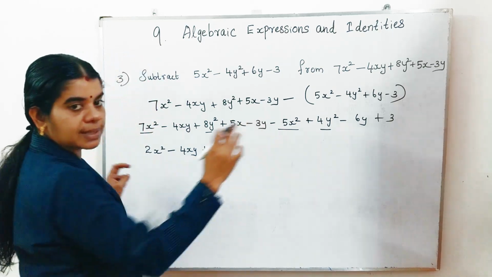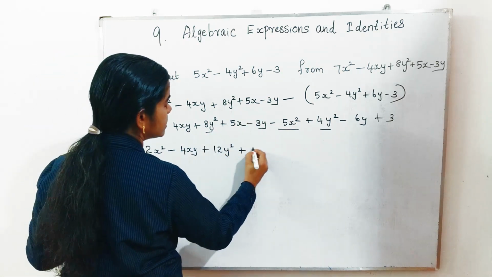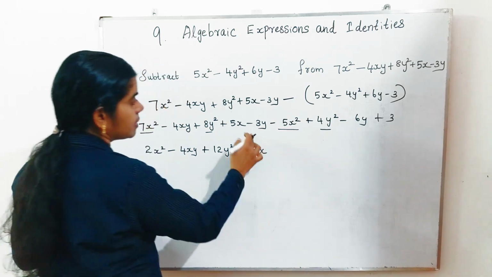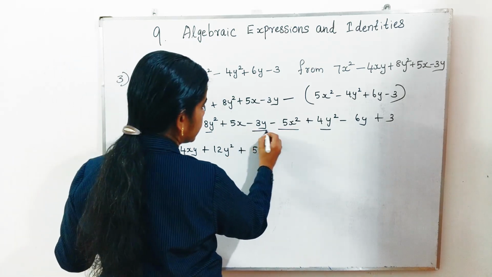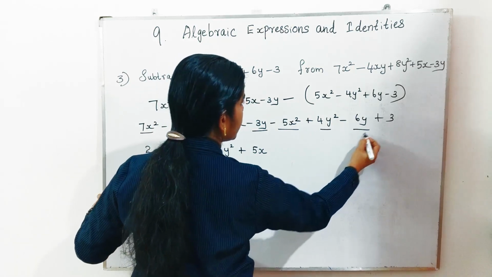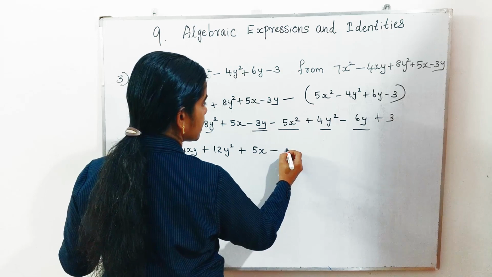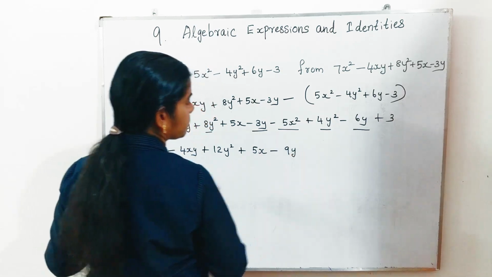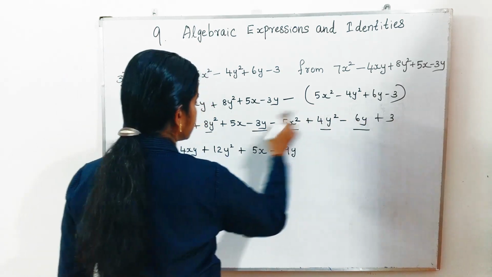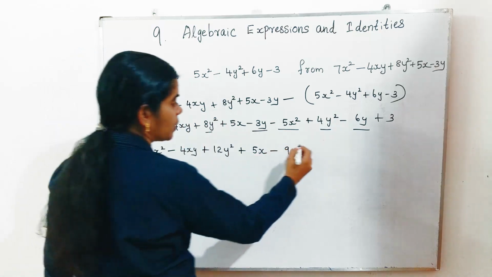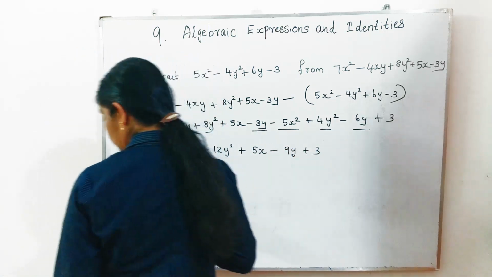Then 5x, no other like term, so you write that as 5x itself. Then what is another like term? Minus 3y and minus 6y, that will be minus 9y. Then plus 3 is there, no other constant numbers, so you write it the same way.